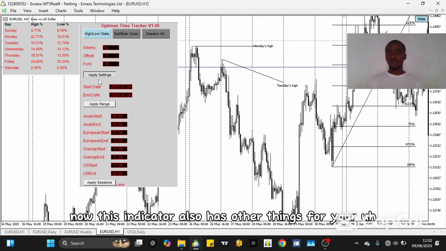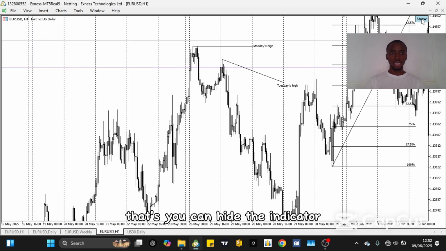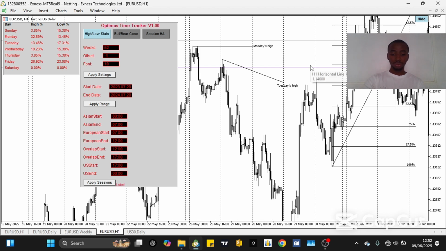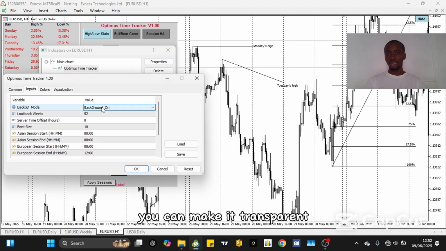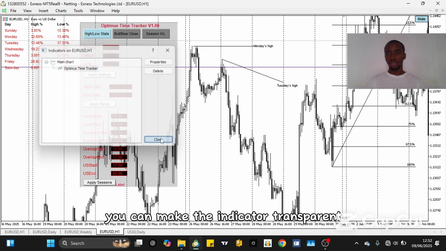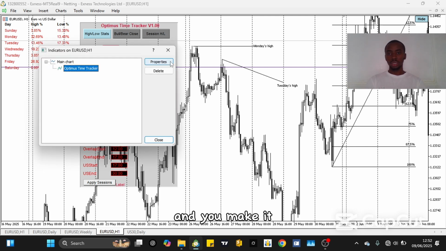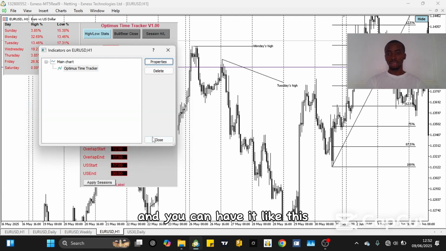Now, this indicator also has other features for your user experience. You can turn the indicator off and it goes off the chart. You can hide the indicator and show it to have it on your chart. You can also make it transparent. If you don't like how it's looking, you can make it transparent, which is just one extra display mode. You can make the indicator transparent and it turns on like this, or you can go back to the properties of the indicator and turn the background back on, and you can have it like this.